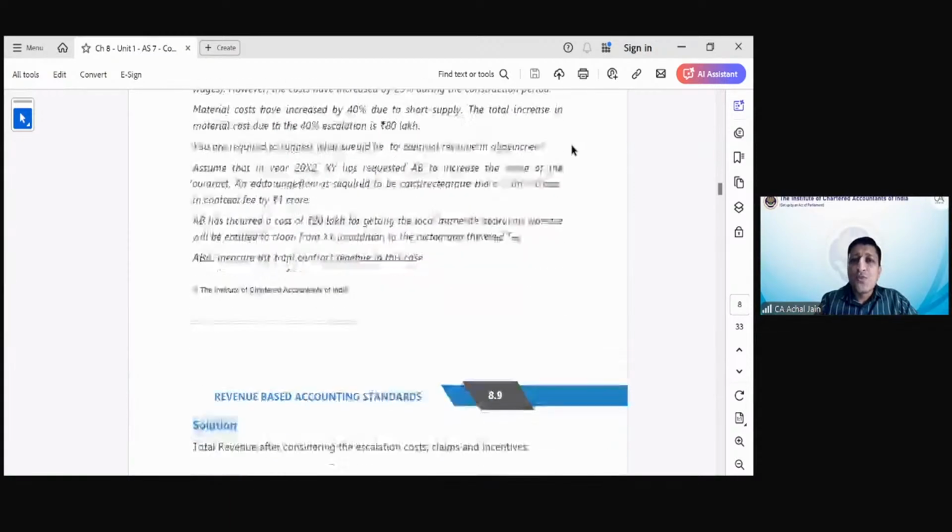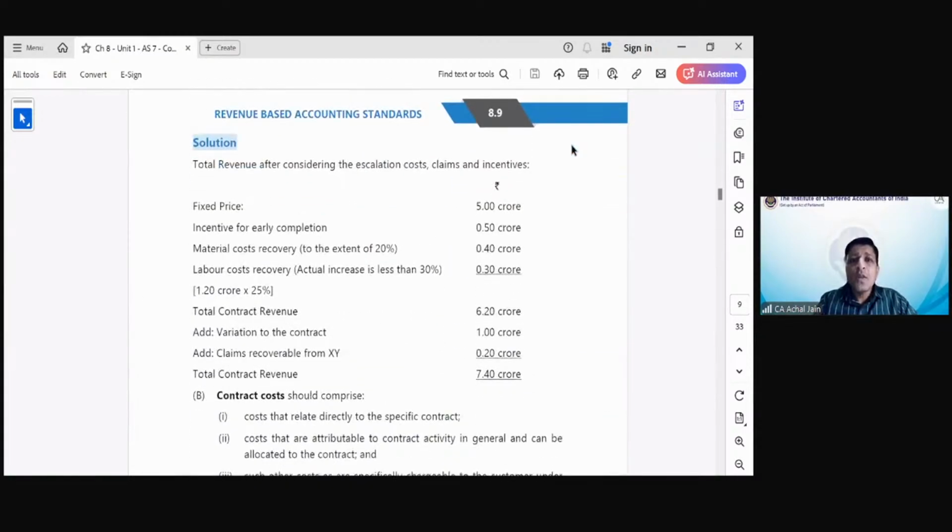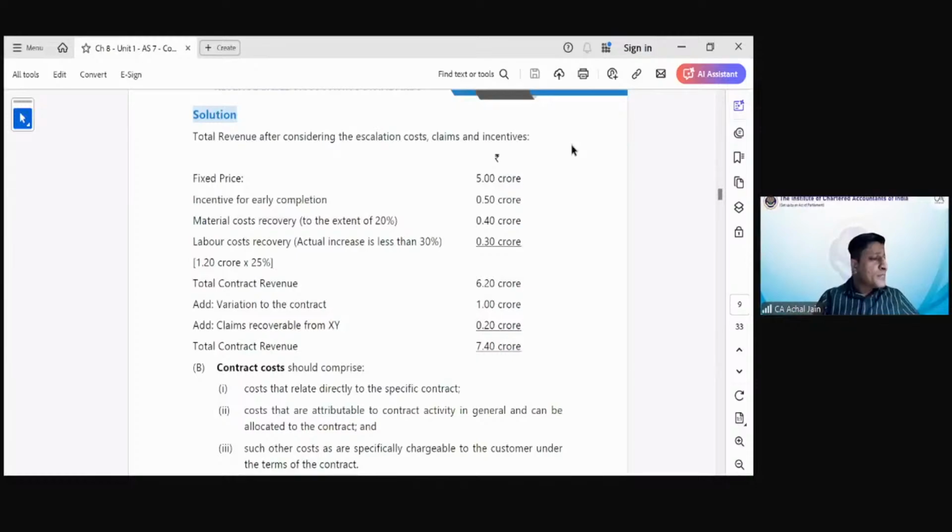I think this was fairly simple. To begin with, maybe you can just look at the question now. What was the initial amount agreed? 5 crore. Yeah, 5 crore. And then it says incentive is what you should assume. So you should assume the incentive will be received. So 50 lakhs we can add for the incentive, correct?